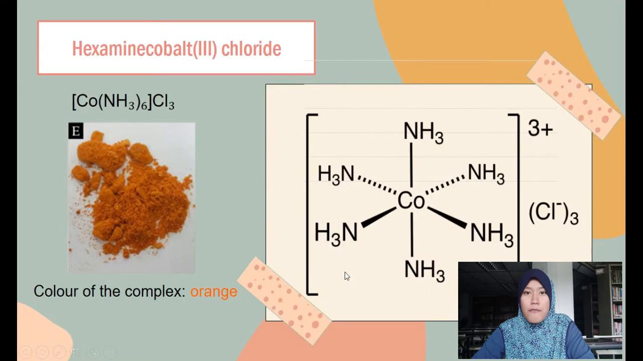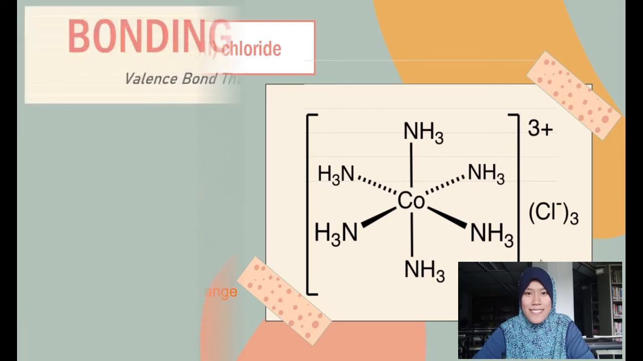So the complex that we chose to explain in this theory is called hexaamine cobalt(III) chloride. This is the color of the complex, which is orange, and this one is the structure of the complex.